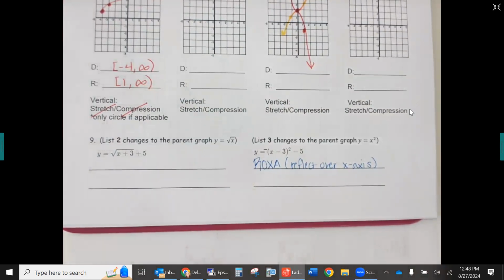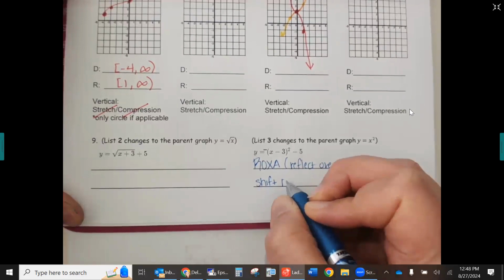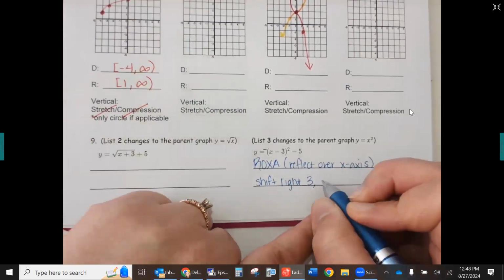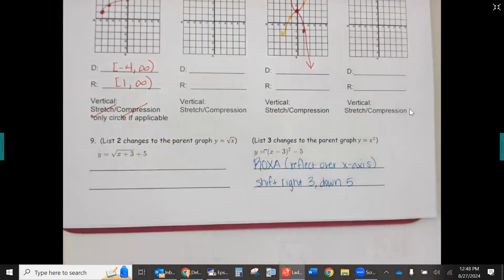Okay, can someone tell me the next change that the -3 would give? To the right 3, very good. Shift right 3, and then what about the -5? Very good. Okay, so that question should be very easy if you did your review. You're gonna look at the numbers, see how it changes the graph. Any questions? All right, go ahead and turn the page.